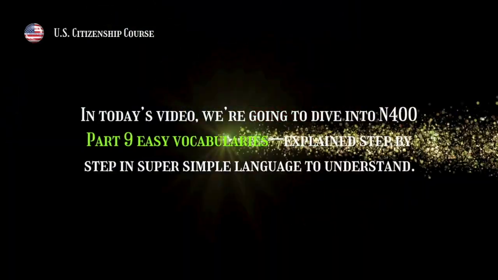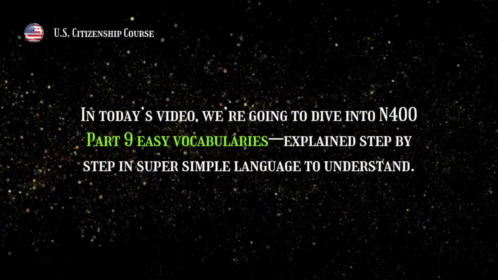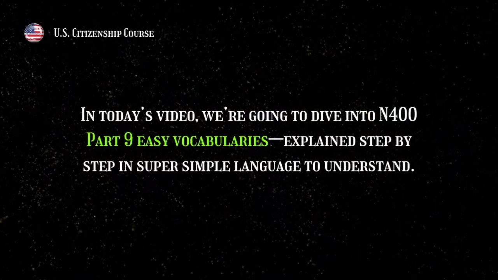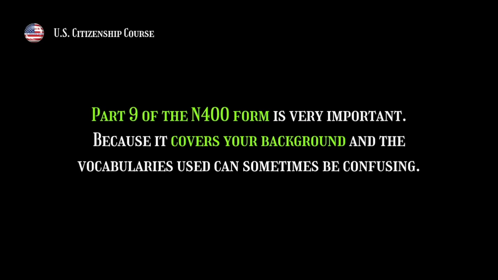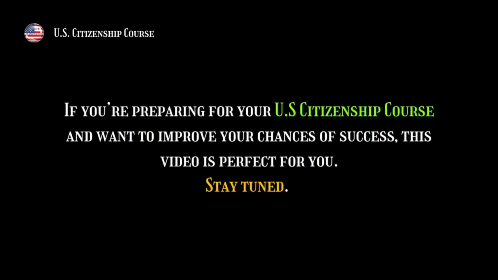In today's video, we're going to dive into N400 Part 9 Easy Vocabularies, explained step by step in super simple language to understand. Part 9 of the N400 form is very important because it covers your background and the vocabularies used can sometimes be confusing. Don't worry, we've got you covered. We'll break down the difficult words into easy definitions so that you can learn and memorize them without stress. If you're preparing for your US Citizenship course and want to improve your chances of success, this video is perfect for you.